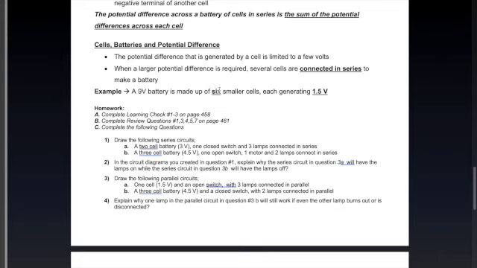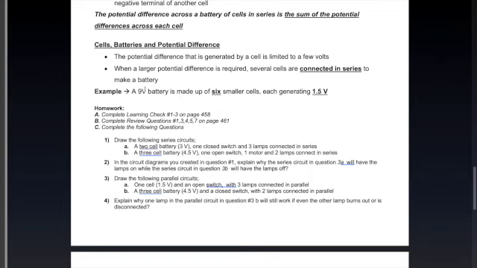A typical 9-volt battery is actually made up of 6 small cells, and each of those cells has 1.5 volts to it, right? So basically 6 times 1.5 gives you 9. So the total voltage of the battery is just the sum of the voltage of the individual cells that are in there, right?